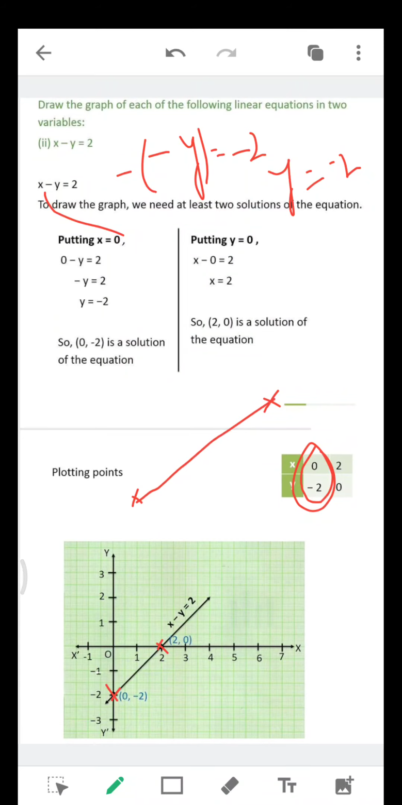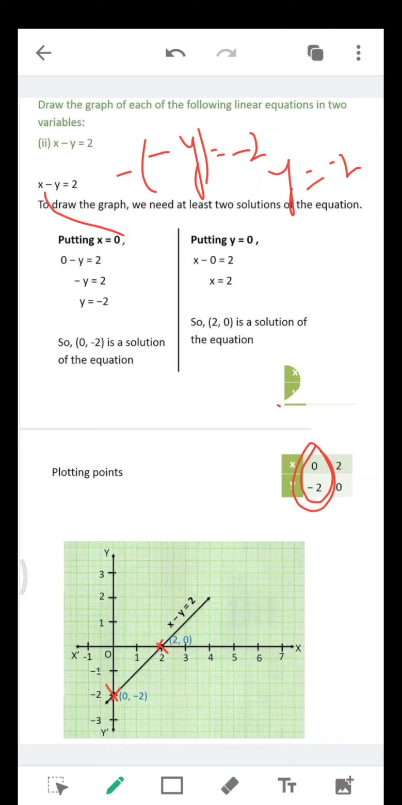Now somebody may ask me, do we need to find only 2 solutions? No, you can find 3 solutions also. Whatever solutions you find, remember it. Your friends find different solutions, you find different solutions. Whatever solutions you may find, the graph remains the same.